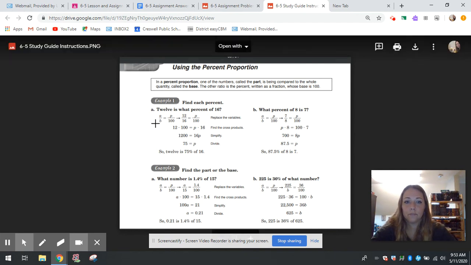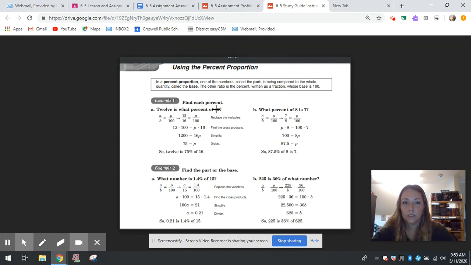So if we're given this example, it says find each percent. 12 is what percent of 16? Well, if we have 12 out of 16, that equals something out of 100. We're solving for what percent this is. So we'll put a P for the percent value. And then as usual, we cross multiply. We go 100 times 12 on one side of the equation, and 16 times P on the other side. And 12 times 100 is 1200 equals P times 16, or 16 times P. You can write it like that.